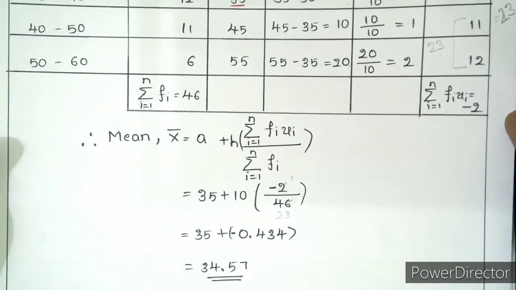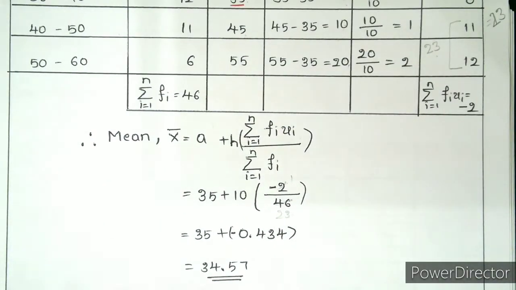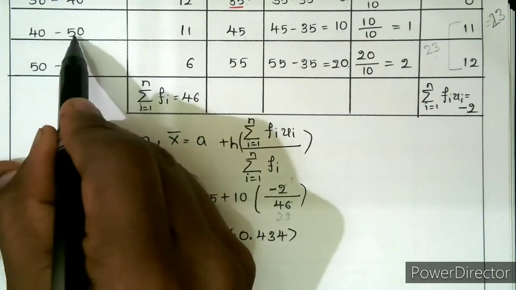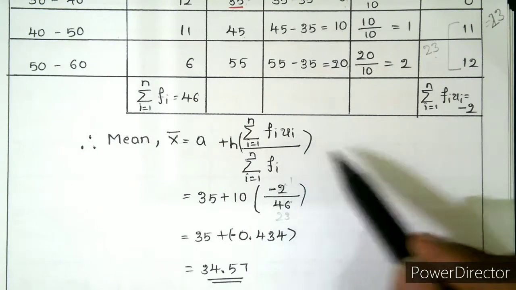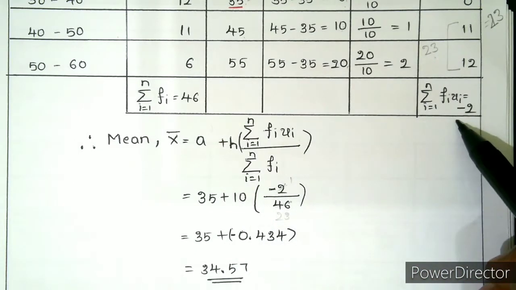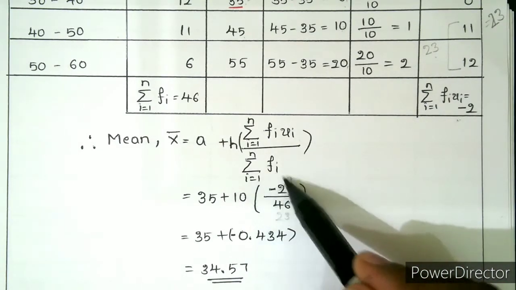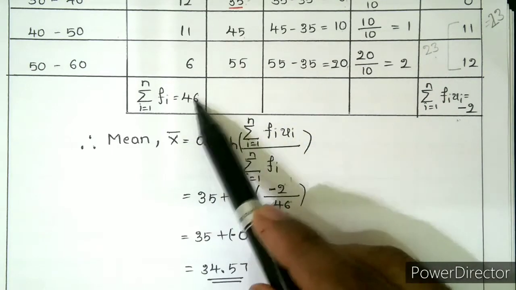The formula for mean, the method is the step deviation method. Therefore the formula for mean x bar equals a plus h times summation i equal to 1 to n f_i u_i divided by summation i equal to 1 to n f_i. Substitute the values: a you know is 35. The h value is the class width, 50 minus 40, you get 10. Summation f_i u_i, you got minus 2. And the summation of frequency, summation f_i, you got 46.